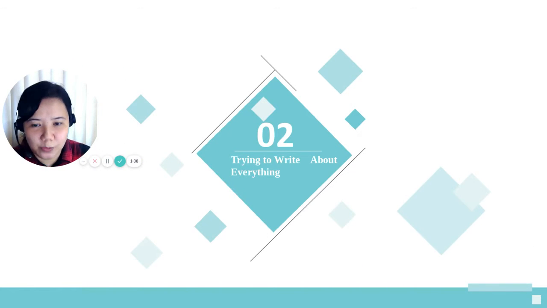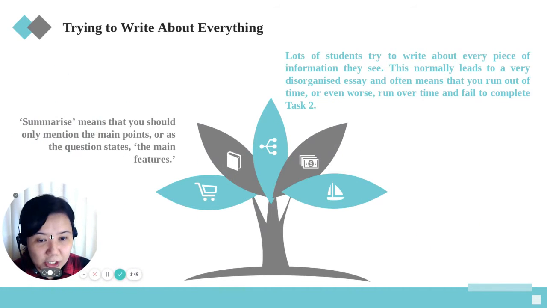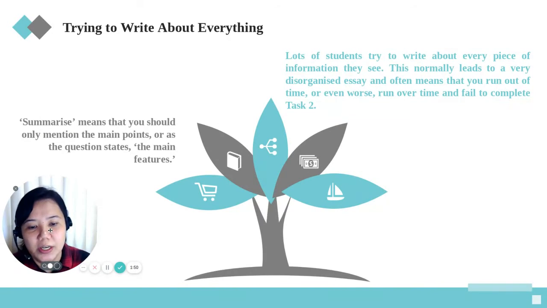Next, number 2, this is trying to write about everything. Every academic task 1 question states that you have to summarize the information that is mentioned, and you only need to summarize the information by selecting and reporting the main features. Summarize here would mean that you should only mention the main points, or as the question states, the main features.